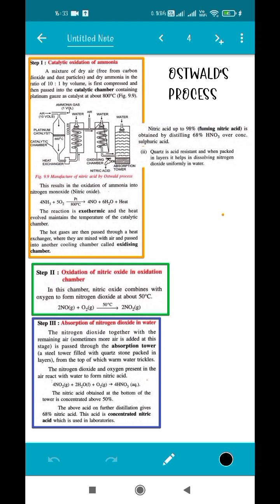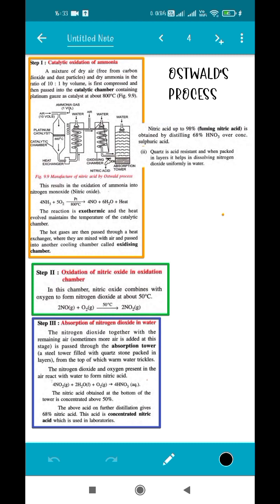So this process is done in a chamber called catalytic chamber. So let's see the reaction. NH3 reacts with oxygen in the presence of platinum and at 800 degrees Celsius to produce nitrogen monoxide, water and lots of heat. This reaction is exothermic. We have learned in the previous video also.